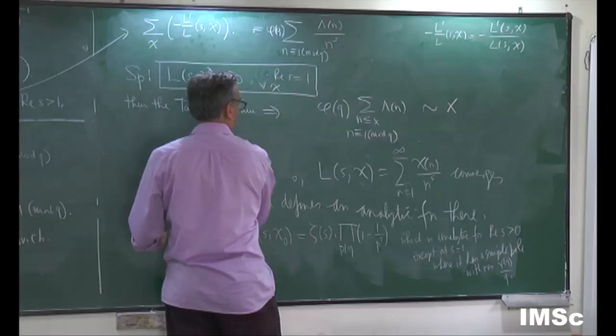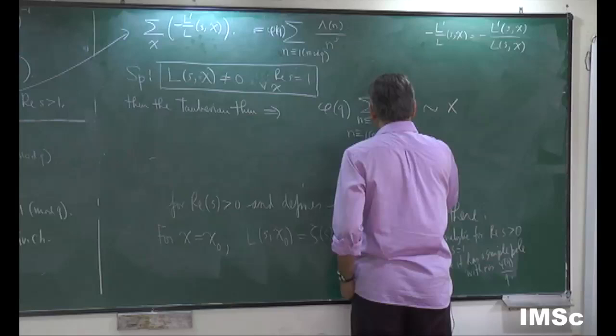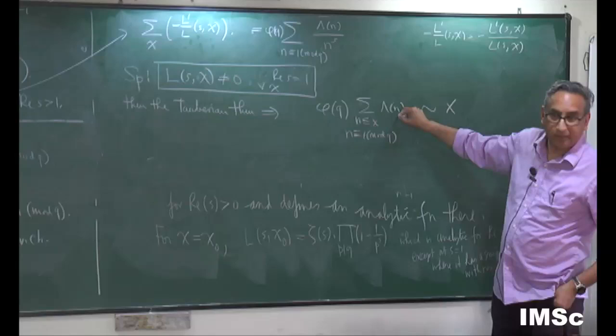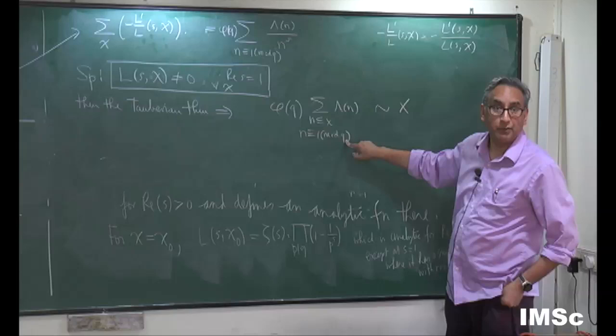Now, what is this saying? Well, remember this Lambda of n is essentially log p when n is a prime power, and 0 otherwise. So it's only supported on prime powers. Firstly, there are primes in here, primes congruent to 1 mod q, but there are also prime powers, p squared, p cubed, and so on and so forth.